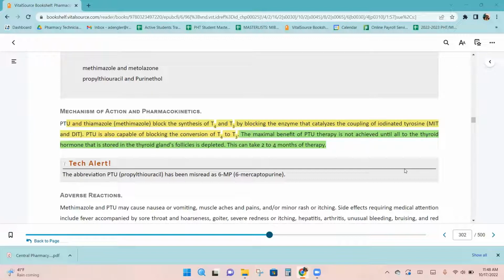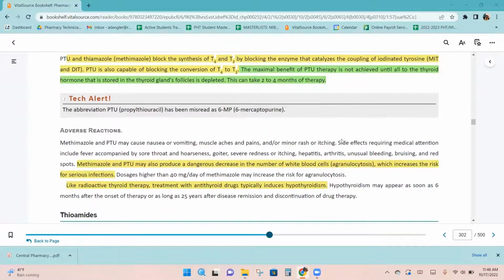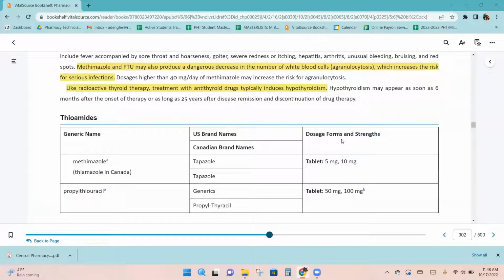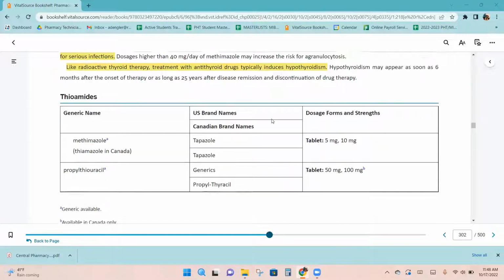The maximal benefit of PTU therapy is not achieved until all of the thyroid hormone that is stored in the thyroid gland follicles is depleted. This can take about 2 to 4 months of therapy. Methimazole and PTU may also produce a dangerous decrease in the number of white blood cells, which increases the risk of serious infections. Like radioactive thyroid therapy, treatment with anti-thyroid drugs typically induces hypothyroidism.